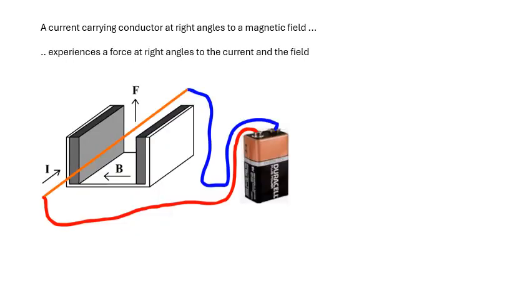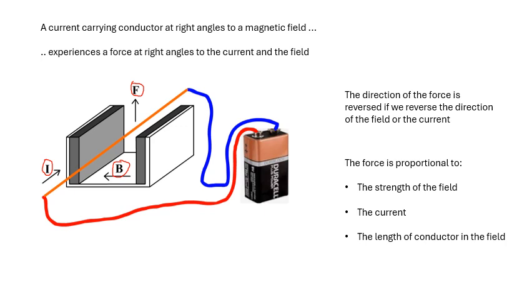Okay, now something different. A current carrying conductor at right angles to a magnetic field experiences a force at right angles to the current and to the field. So this is force on a current. So we have a current carrying conductor, a wire with a current flowing through it, and that's at right angles to a magnetic field. Yes, there's my magnetic field B, there's my current I, and we get a force which is at right angles to both of them.